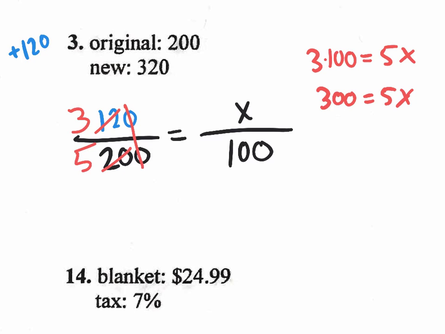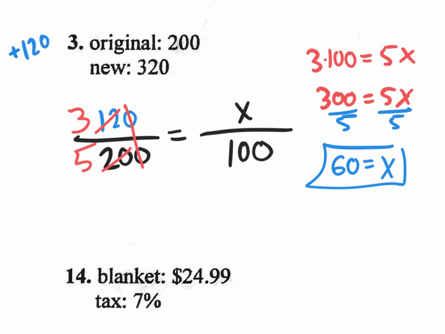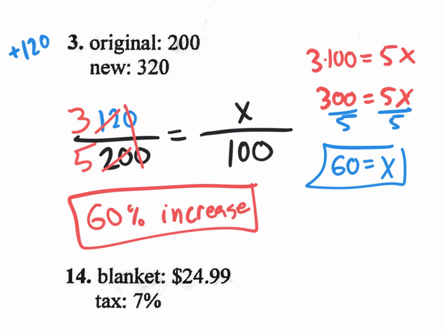And we know that to get rid of that 5, you divide by 5, and you'll get 300 on a calculator divided by 5, that is 60. So you have 60 equals x. It's a nice number. So the question is, what percent increase or decrease happened? 60% increase. So our answer should be 60% increase. That's how much it went up in price, which is crazy.